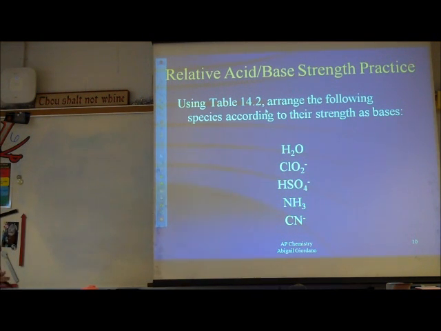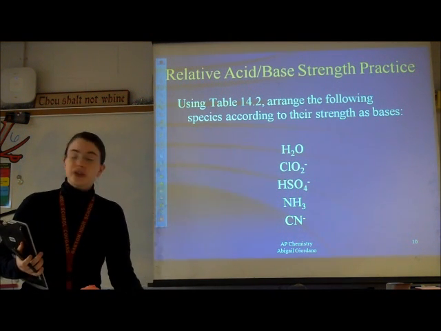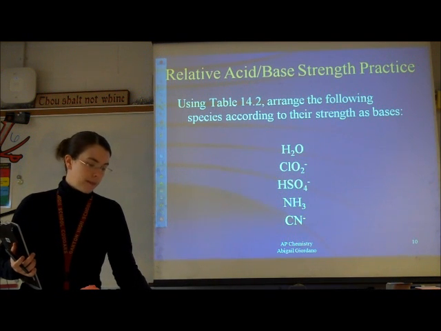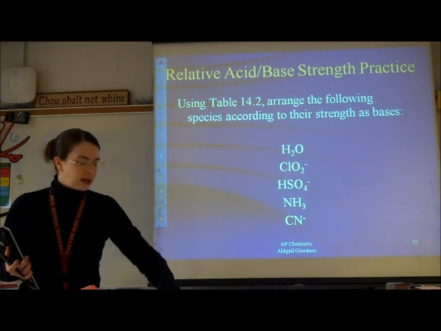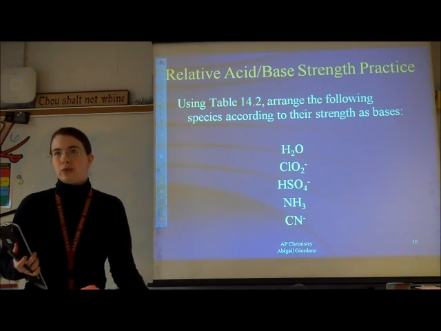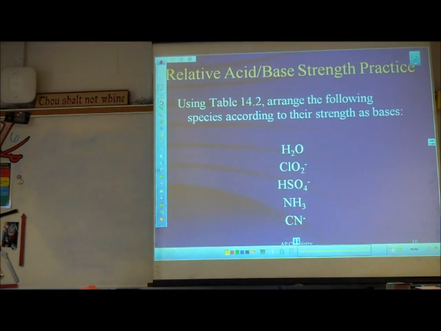It says, using table 14.2, that is the blue table on page 628 that you have in front of you, it's got a list of some weak acids, and then it gives their Ka values. The question says, arrange the following species according to their strength as bases. Well, you tell me, what is our new definition of a base? What does a base do? It accepts a hydrogen ion.